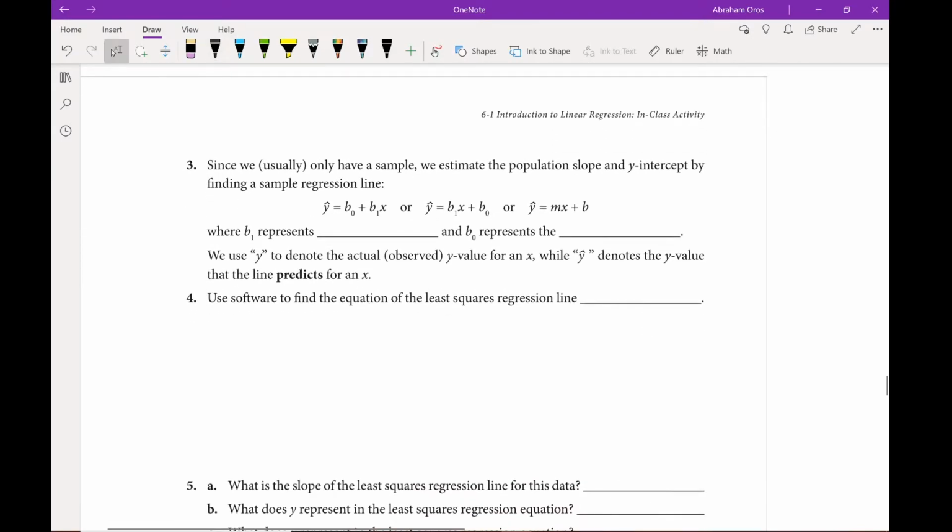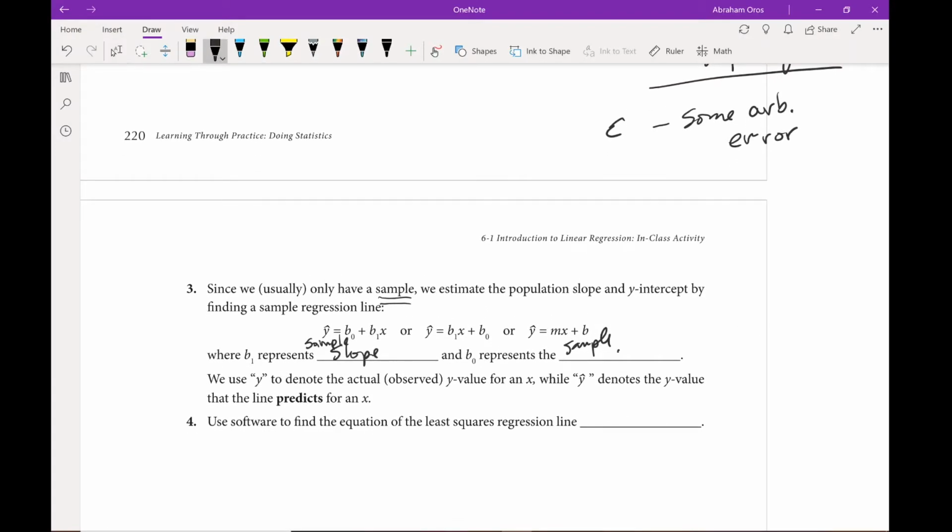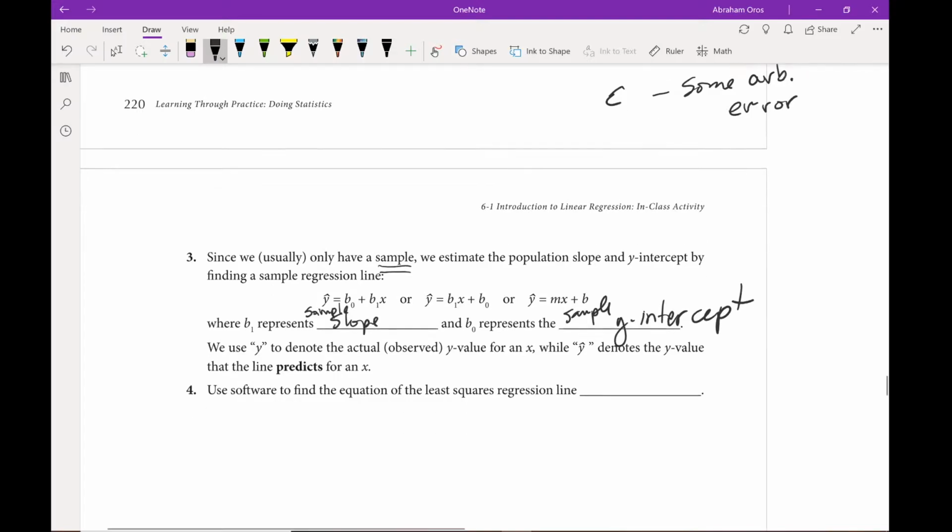Number 3 is very similar to number 2, except this time we're talking about samples, so you can see the formula is slightly different. We're actually using a little b. So little b sub 1 is representative of the slope again, but this is not the population, this is the sample. And b sub 0 represents the sample standard. Why did I write that? Silly me. The sample y-intercept.